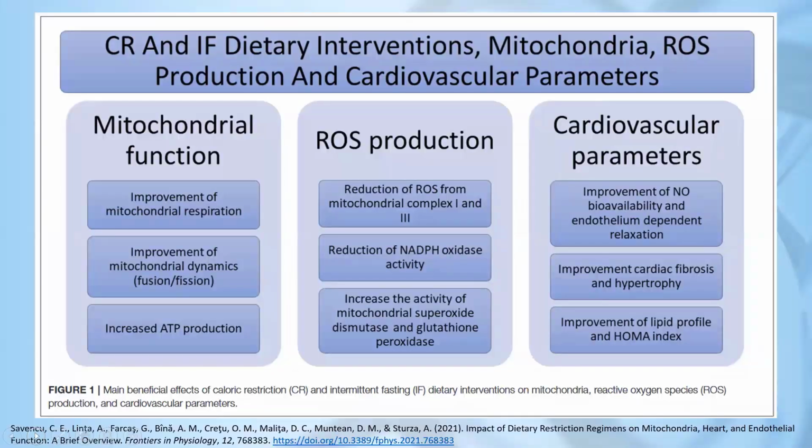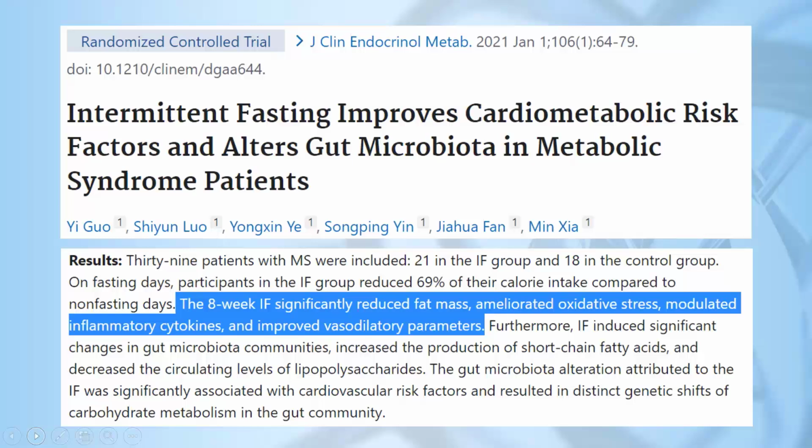This table is just summarizing the main benefits of caloric restriction and intermittent fasting, notably in the cardiovascular parameters. It improves nitric oxide bioavailability and endothelium dependent relaxation. This other study looked at how IF affects cardiometabolic risk factors and the gut microbiota. I know Dr. Kua is going to give a talk on the gut microbiome and hypertension. More and more, we're seeing that the gut microbiome has a significant impact on different chronic conditions.